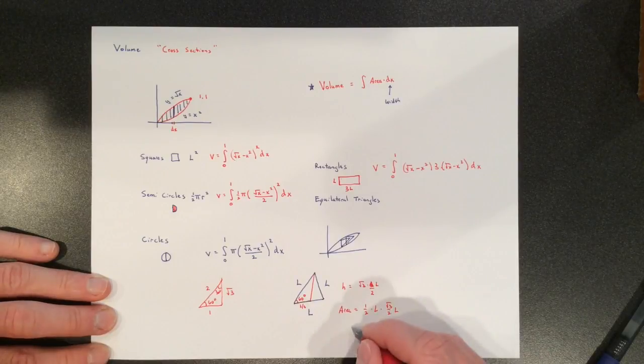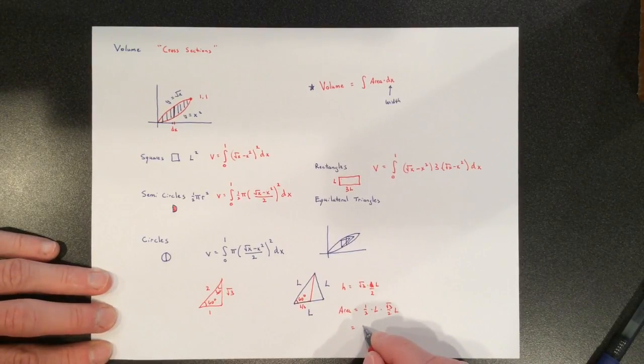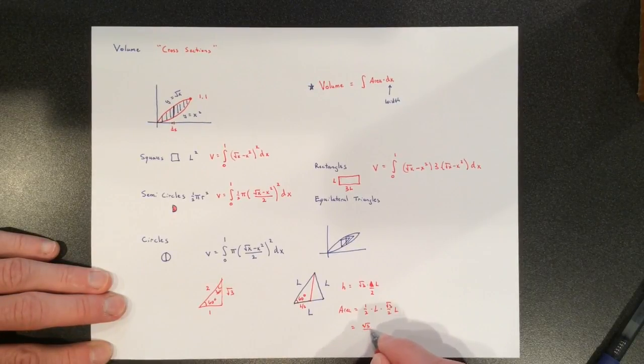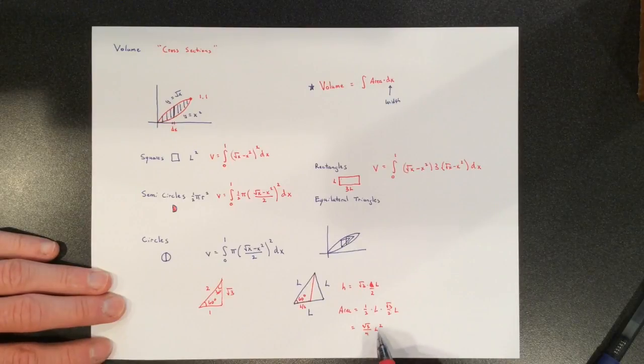And it turns out then the area of an equilateral triangle is 1/4, or the square root of 3 over 4, L squared. Okay, and that's a formula, and I derived it. You could just memorize it.